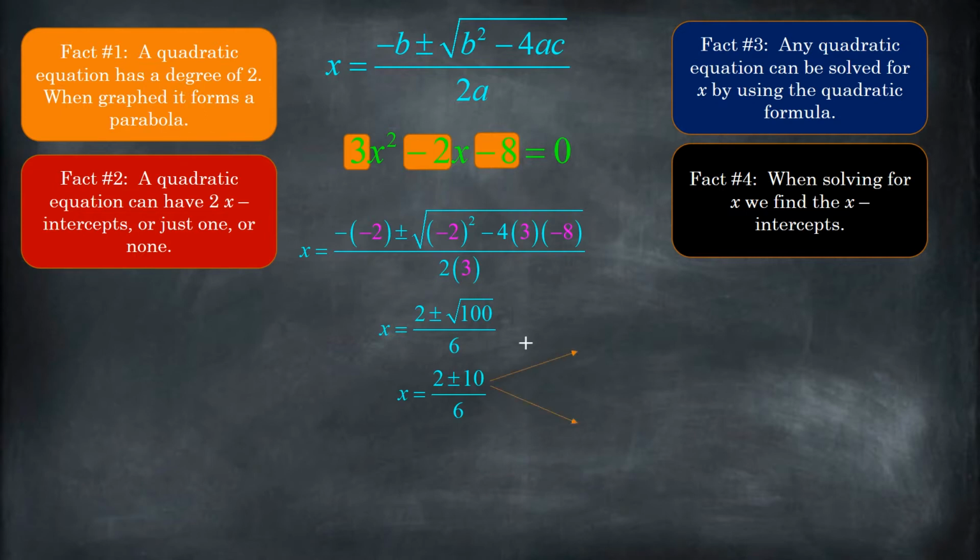So you need to set up your 2 equations. Even if you're using a calculator, you need to write this on paper. 2 plus 10 divided by 6, and then 2 minus 10 divided by 6. So 2 plus 10 is 12. 12 divided by 6 is 2. 2 minus 10 is negative 8. And negative 8 divided by 6 reduces to negative 4/3 or negative 1.3 repeating, right?